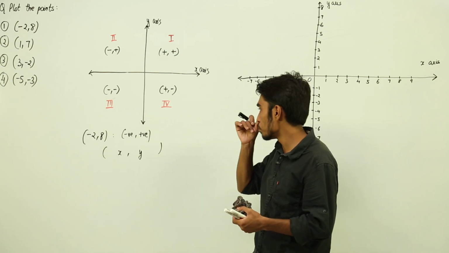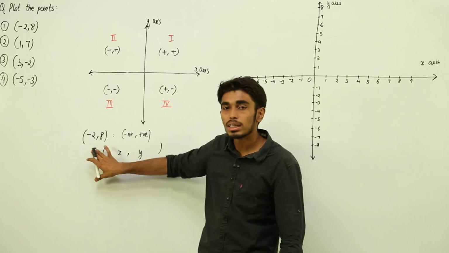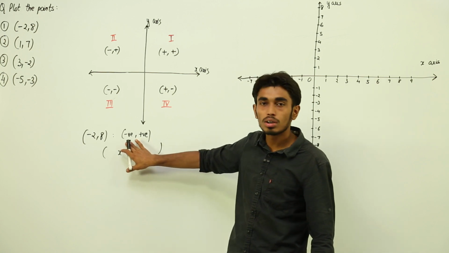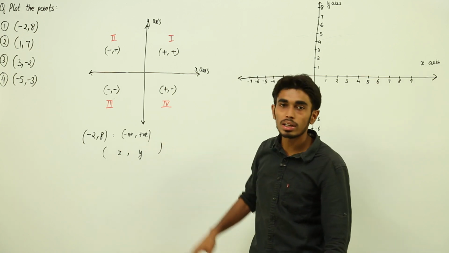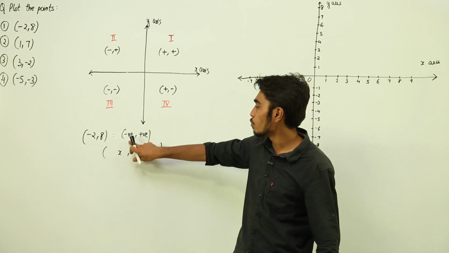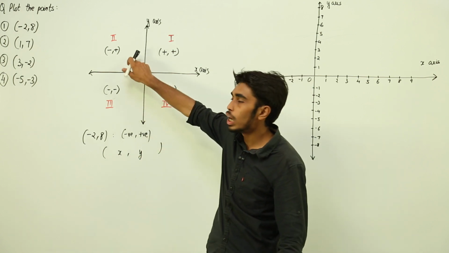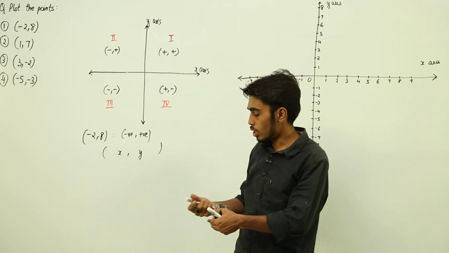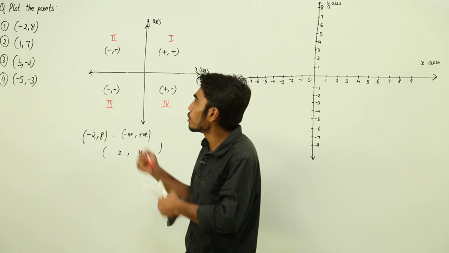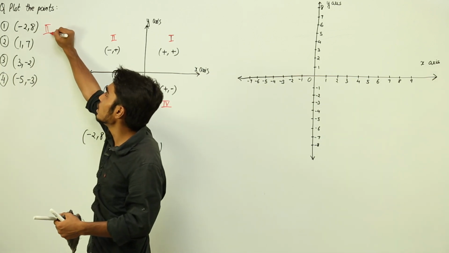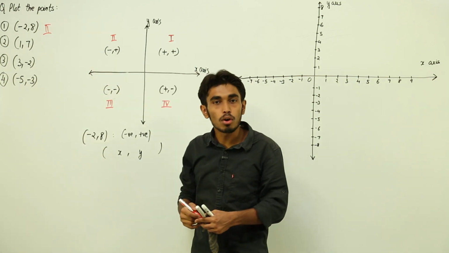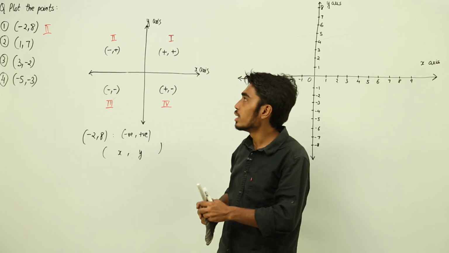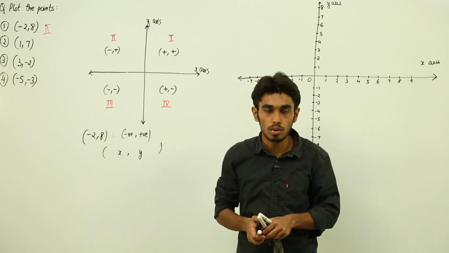First we will try to locate the points, right? So here we have -2, 8 in which the x coordinate is negative and the y coordinate is positive. Because it is of the form negative, positive, it will lie in the second quadrant. So I am going to write -2, 8, it will definitely be lying in the second quadrant, and then I will plot the point and verify whether it lies in the second quadrant or not, right?